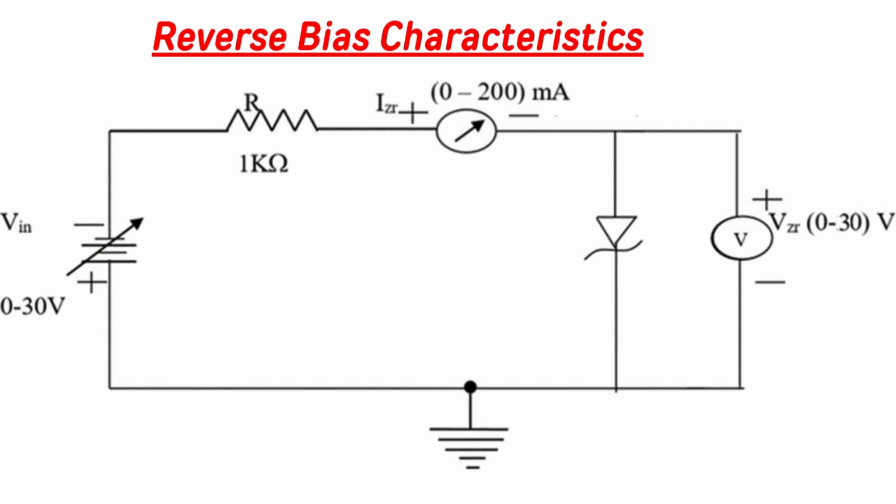Coming to reverse bias characteristics, negative is connected to the anode and positive is connected to the cathode, then the Zener diode is in reverse bias. The forward bias characteristics are the same for a normal diode and a Zener diode. There is only a difference in the reverse bias characteristics of a Zener diode.